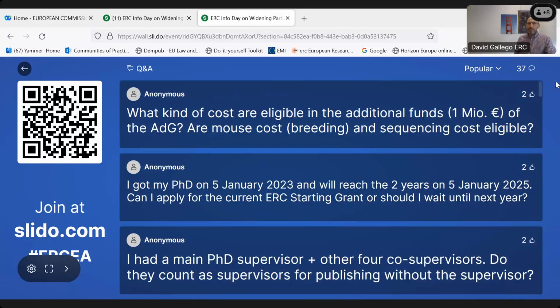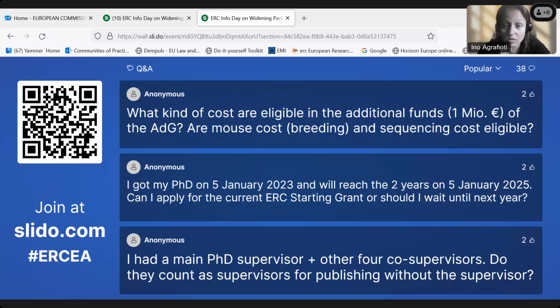Thanks very much, David. Ina, I'll come to you. What kind of costs are eligible in additional funds of an advanced grant? For example, are mouse costs or sequencing costs eligible? The additional funds, they're all the same, and that's why the Scientific Council changed it a few years ago to 1 million for all starting, consolidated, and advanced.